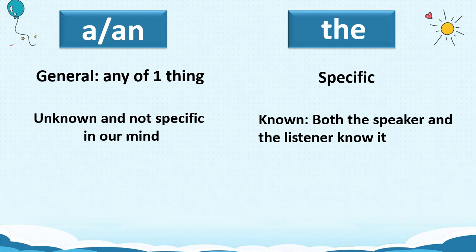When we talk about something for the first time, we use a or an. But when we talk about the same thing after that, we use the.